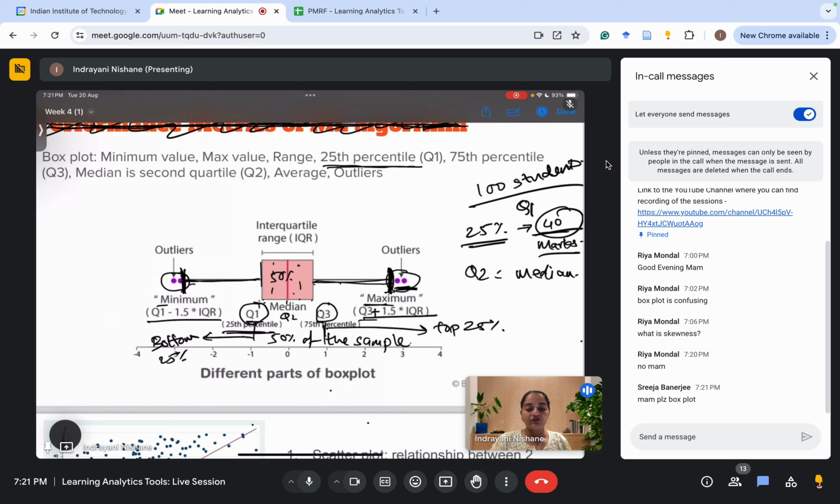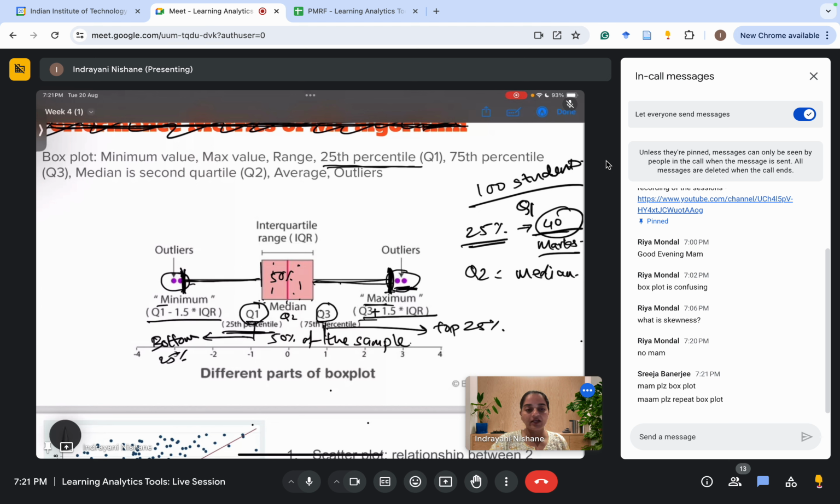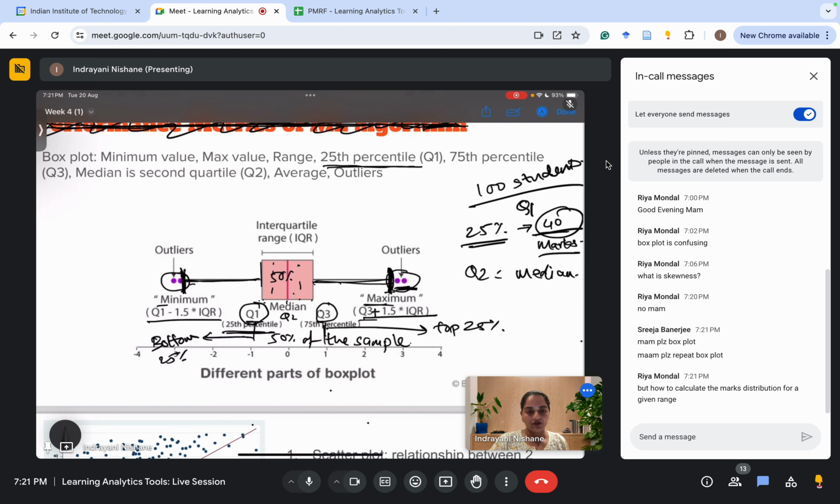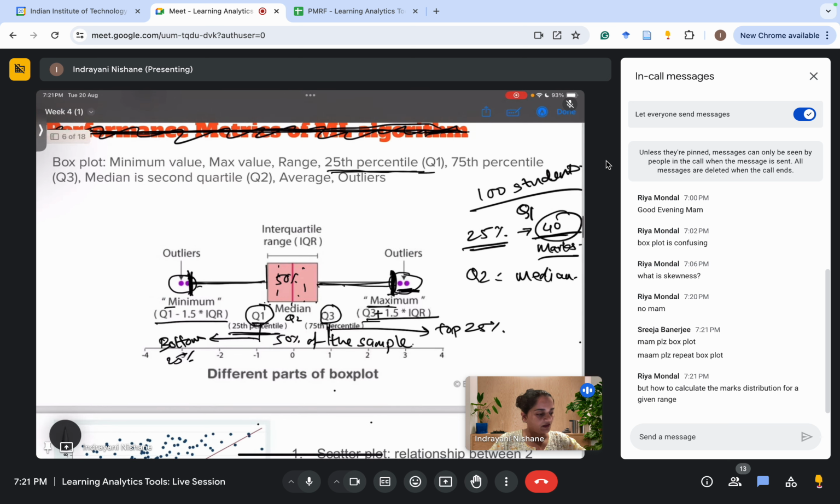or where the maximum number of students are scoring, what is the range in which the maximum number of students are falling. Yeah, so I'm repeating the box plot only, Shrija, if you're listening. That box plot is marks distribution for a given range. It's very simple, you have to keep this in mind.